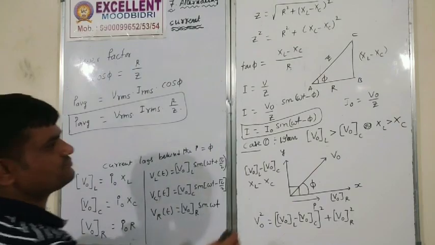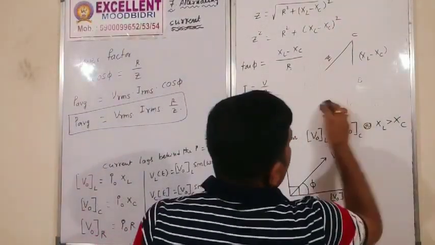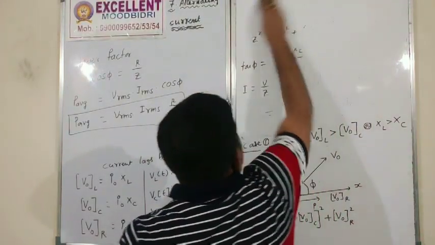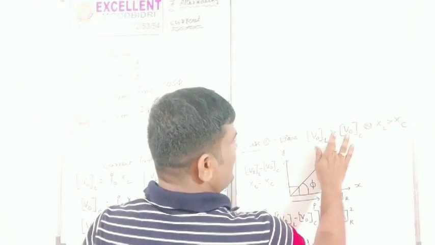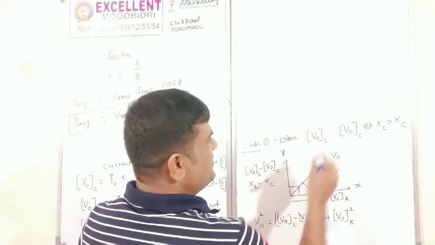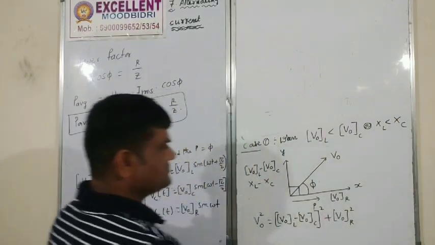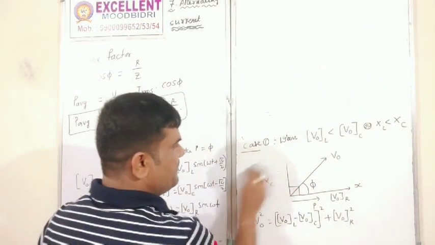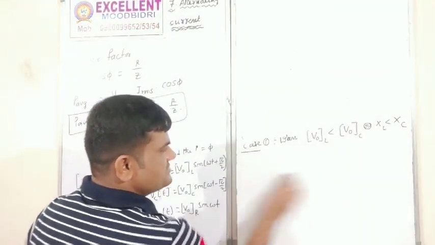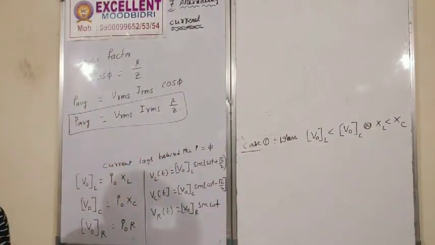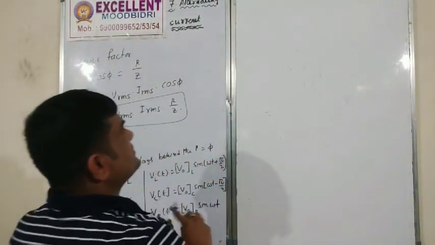Next, case 2. Case 2 is when the value is less than V naught. Then what would happen? What would the diagram be? The same diagram only, right? Yes or no? Same diagram. So I will write here.